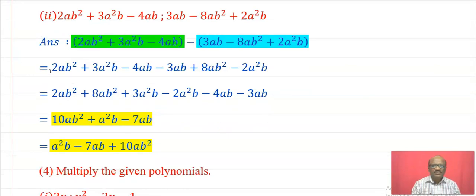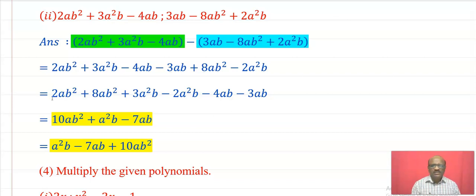Now, like terms, that is 2ab square. What about the ab square? Here is ab square, that is 8ab square. 2ab square plus 8ab square. What about the next terms? 3a square b. And next is minus 2a square b. Here is minus 2a square b. Minus 4ab and minus 3ab.